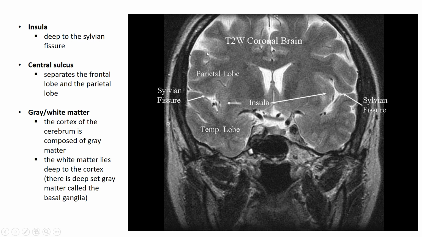Remember, the cortex has the gray matter, and then deep to that is the white matter, and then we have the deep set gray matter, which is a little hard to visualize in this particular image, maybe due to the resolution of this particular scan or the slice thickness.